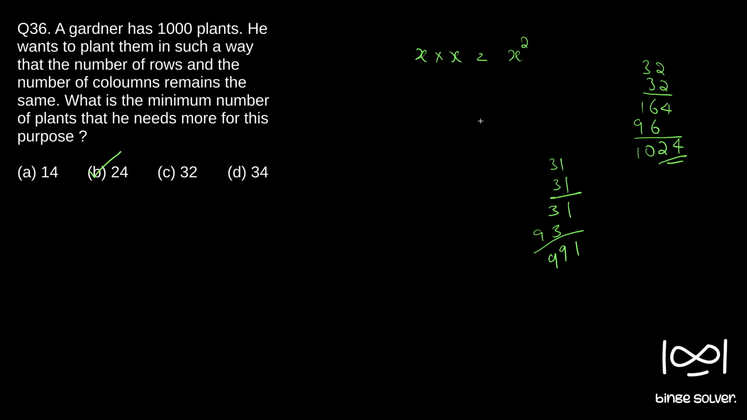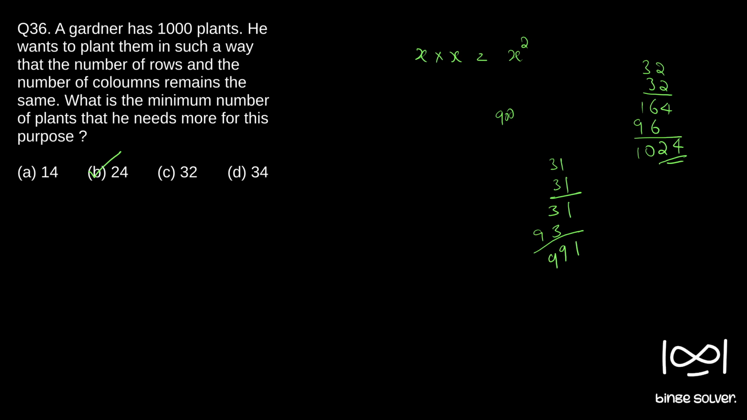Solution to question number 36. Why 32? 30 square is 900, so it will be either 31 or 32. I just checked both. In case you know the perfect squares of these, then you don't need to calculate all this. So solution to question 36 is B.